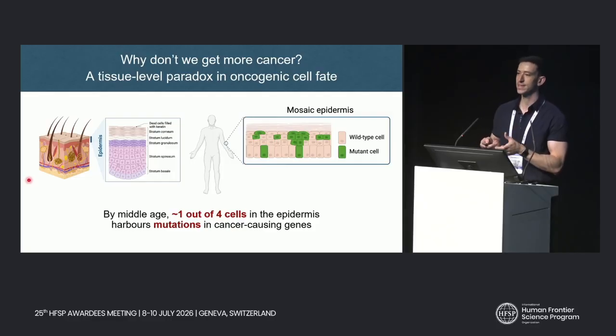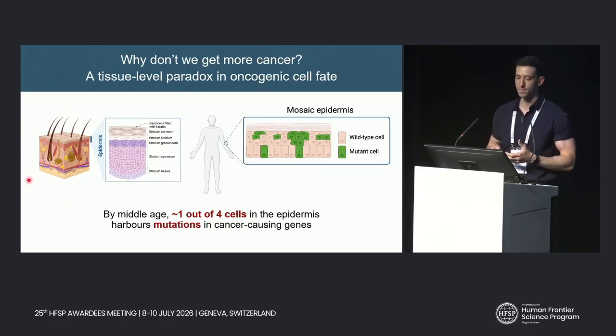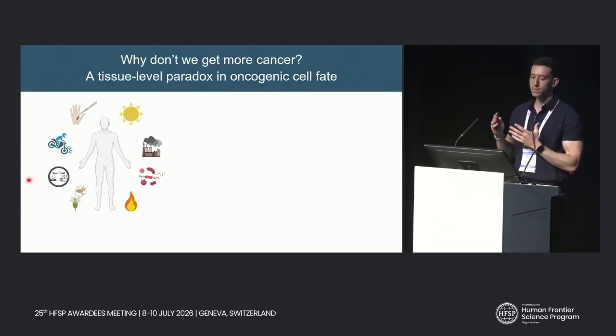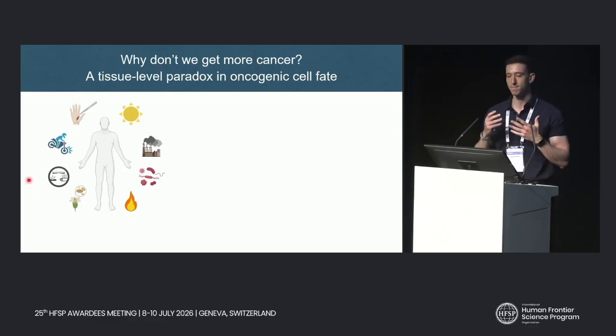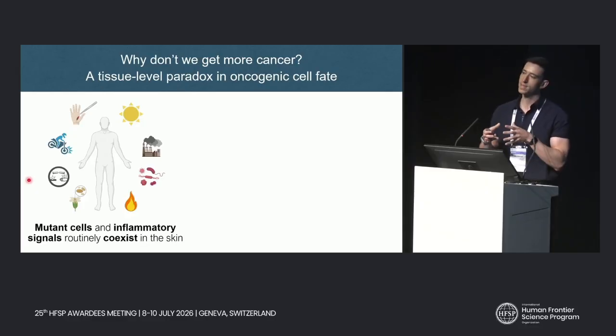So I'm really interested in understanding what are the dynamics between mutant and wild-type cells when inflammation hits, really mimicking the very early stages of tumor development. And for that, I use the skin as a model system. And the skin is a particularly interesting model because it's our barrier to the outside world. So we're constantly exposed to different environmental insults, such as UV radiation, wounding, pathogens, allergens, all of which cause inflammation, sometimes mutations, or both. And it's really a tissue where mutant cells and inflammatory signals routinely coexist.